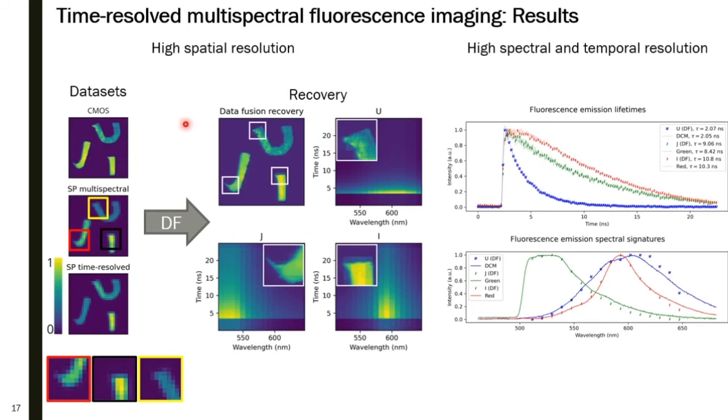So here I want to show you the improvement in resolution that we get. Here, for example, you can see the 3 data sets that we gathered again. And here I put 3 insets in order for you to see the quality of the spatial resolution of these original datasets. And this is the result from the data fusion recovery. So you can see that we have the full 4D information because we have the maps of wavelength versus time for each one of the letters. And you can see clearly that we have improved a lot in the spatial resolution with regard to the single pixel cameras.